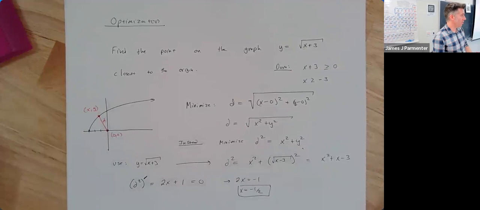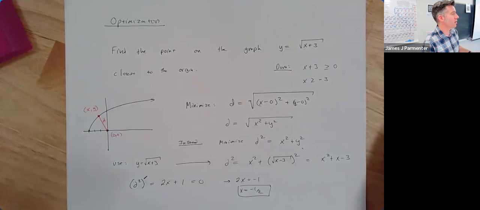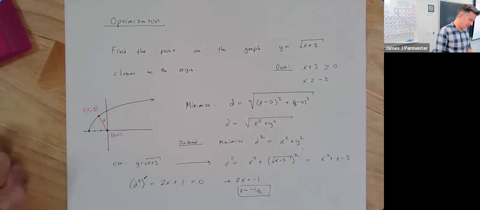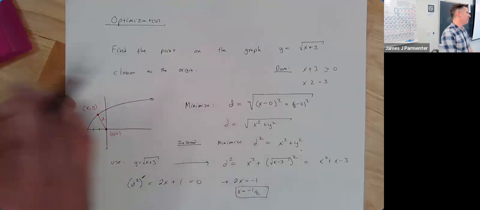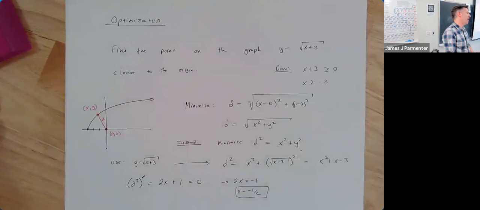We're not done yet, though. After you've found your critical point, this is the time you should go back and read the question again and find out what they're actually asking for. So the question said, find the point. Did I find the point yet? No, I found half of the point. I found the x coordinate.